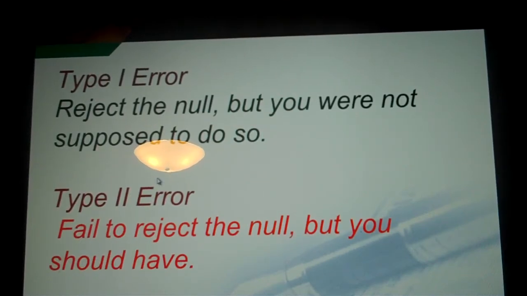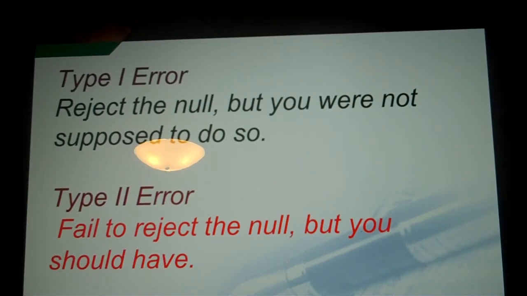Type 1 error. I reject the null, but I was not supposed to do so, which means I say I found something, but truly I did not. Type 2, I failed to reject the null, but I should have. I say nothing is going on, but something truly is going on. That's type 2.